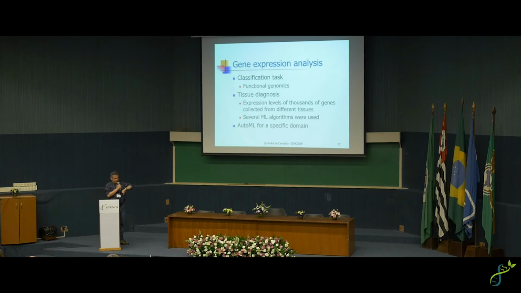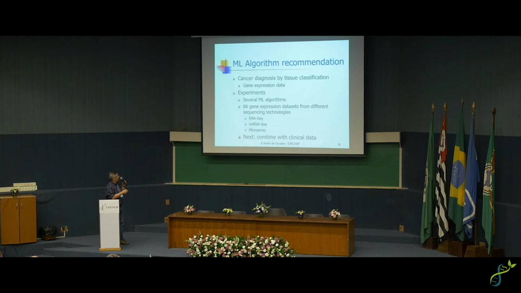We also do lots of work in gene expression analysis, but here it is mainly for medical purposes, for cancer. We use AutoML to predict the best classification algorithm for predicting cancer, for example. This is a very simple work. We use several machine learning techniques with several data sets to create a meta-knowledge. What we found out is, for particular technologies, like RNA-seq, microRNA-seq, and microarray, what's the best algorithm for a particular data set. You saw that for microarray, for example, in most cases it's better to use random forest, while in other cases it's better to use support vector machines, and so on.